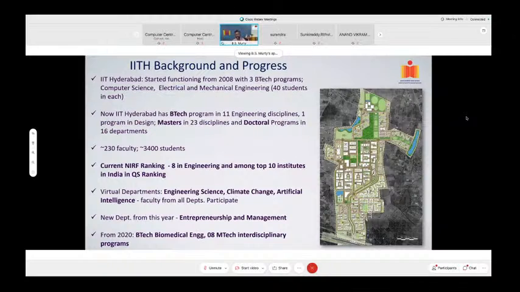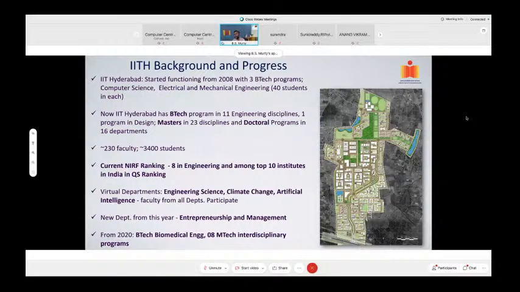We also have 3 virtual departments, as I was mentioning. Engineering science, where there is a BTech program in engineering science. Climate change, where we have a master's and PhD program. Artificial intelligence: all of you are aware that IIT Hyderabad is the first institution in the country to start BTech in AI. And in fact, when we started BTech in AI in 2019, that is last year, we were only the 3rd institution in the whole world to have started a BTech in AI. The other 2 are Stanford and MIT.